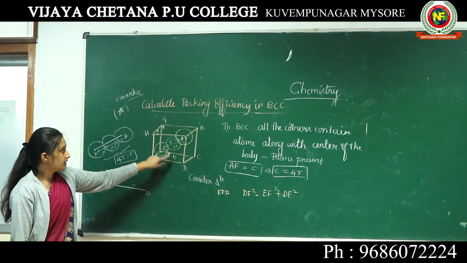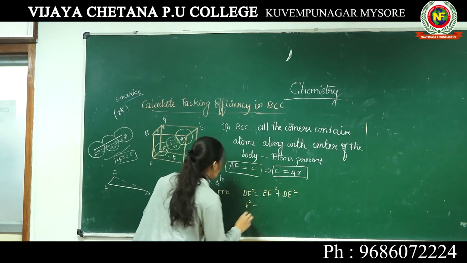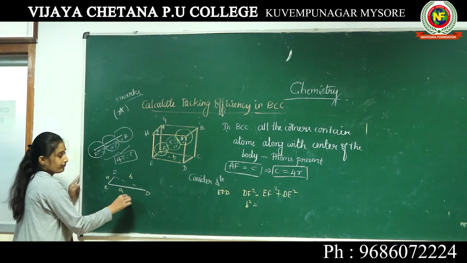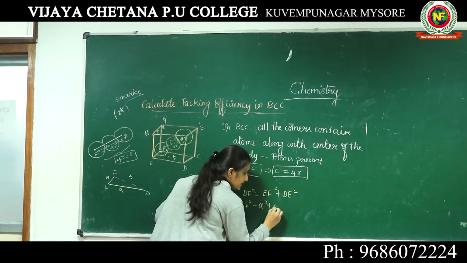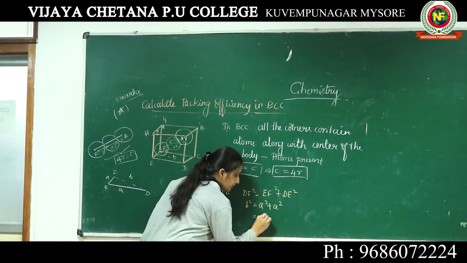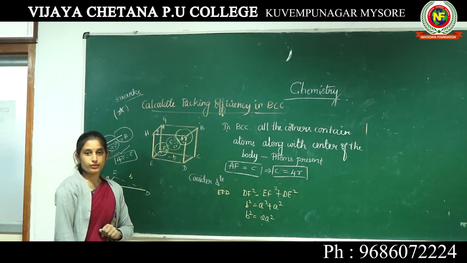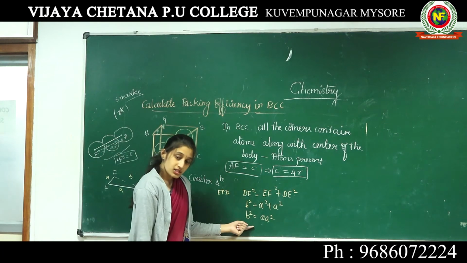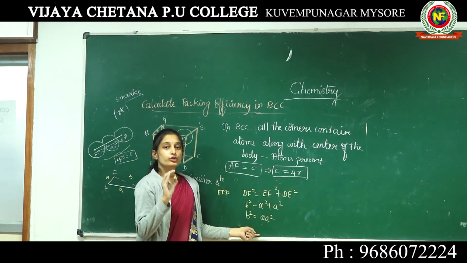Next, DF square is nothing but B square. B square is equal to, see, this B. This one is A, A, because these are edges. So, A square plus A square. Then this becomes 2A square. B square is equal to 2A square. I will keep this one as it is. I don't want B is equal to root 2A.